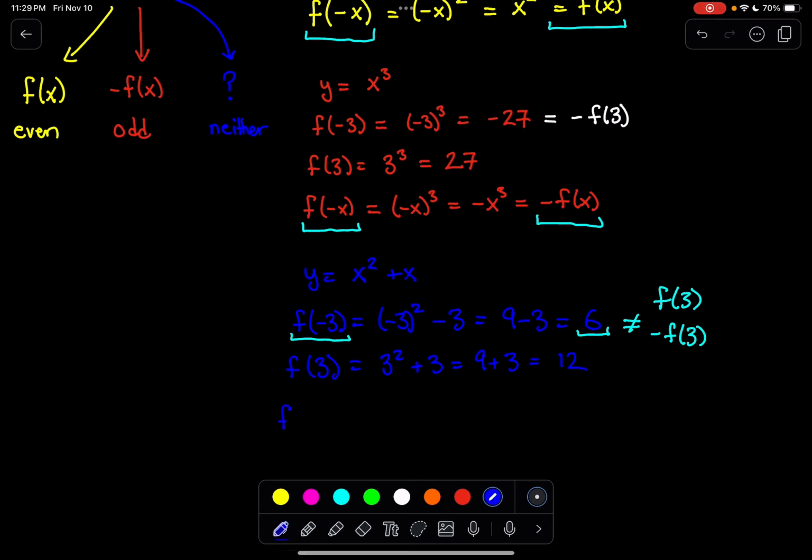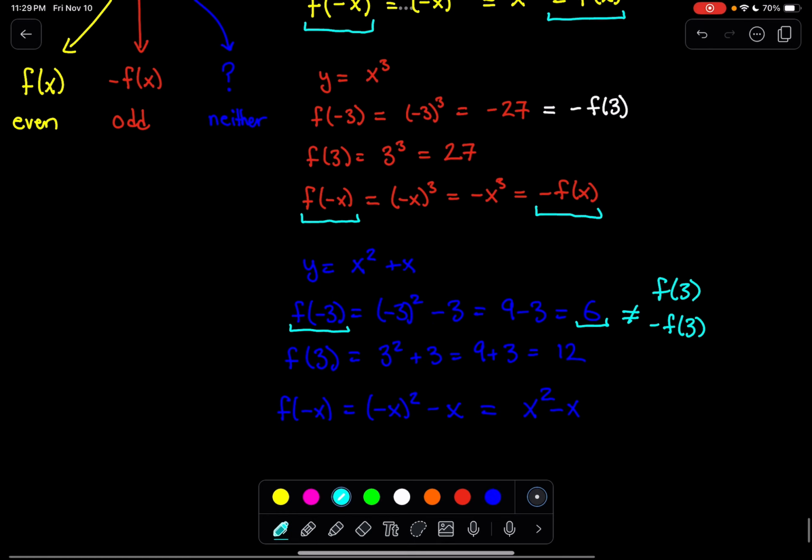We would simply just take negative x and plug it inside. And when we do that, we get negative x squared minus x, which is x squared minus x. And again, we have to remember that good old-fashioned f of x was equal to x squared plus x. So clearly these aren't the same. And if we look at negative f of x, that would be negative x squared minus x, and those are not the same. So it doesn't fall in either category, and these ones are neither.